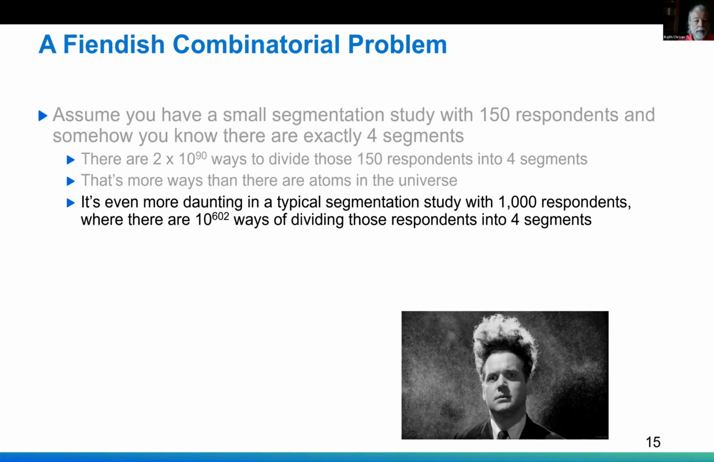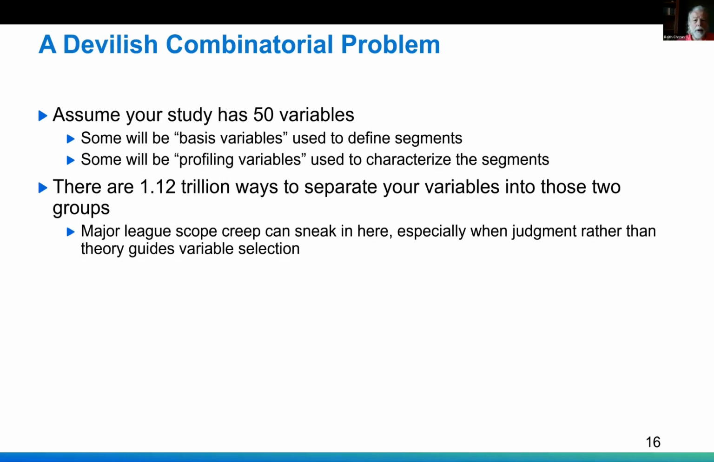And obviously it's even more daunting in a typical segmentation study where we might have 1,000 respondents, because now there are 10 to the 602 ways of dividing those respondents into segments. So it's a substantial problem. That was the Fiendish combinatorial problem.